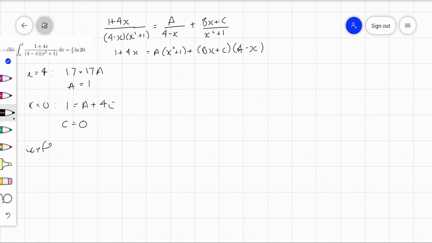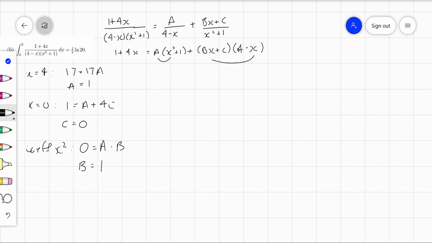So we want to find B. So for example, the coefficient of x squared, 0 x squareds are on the left, and we're going to get this ax squared on the right, and we're also going to get negative b x squared there. We know a is 1, so b must also be 1. 1 minus 1 is 0.